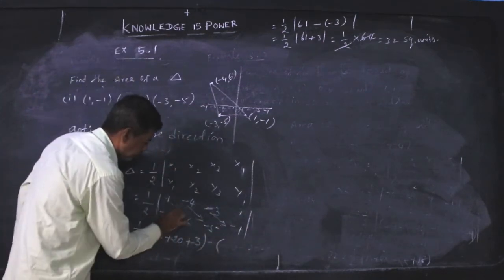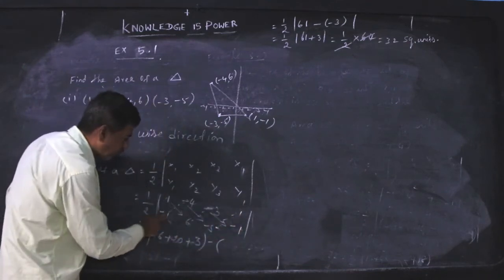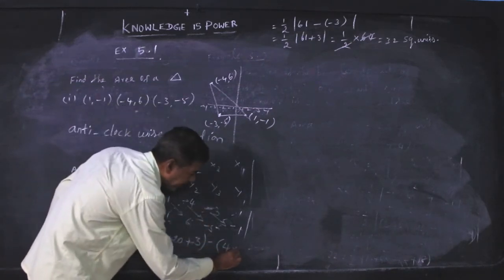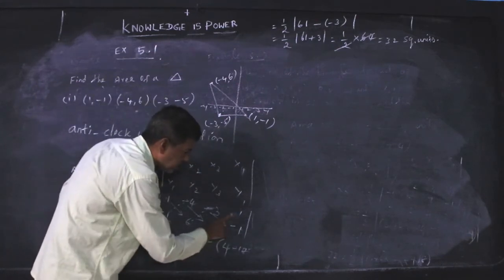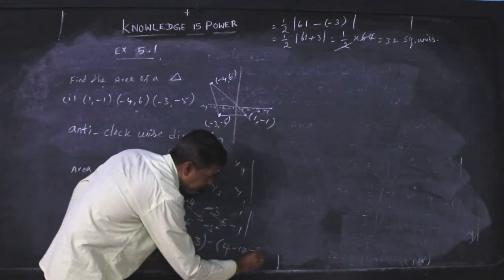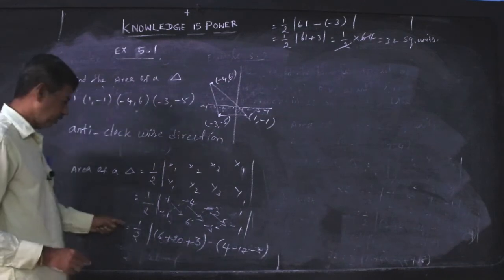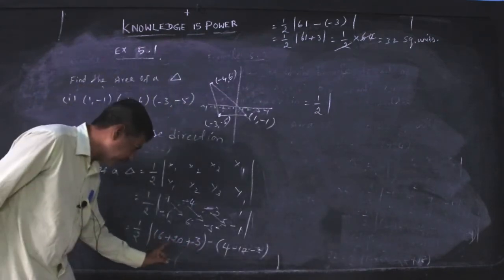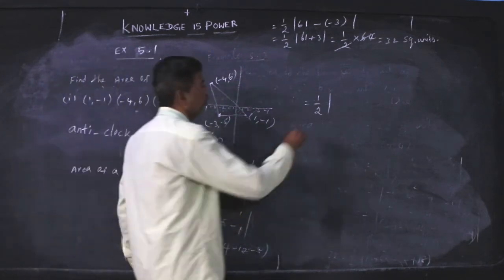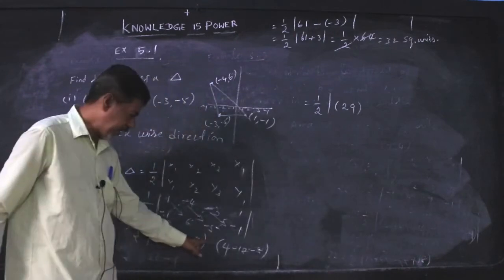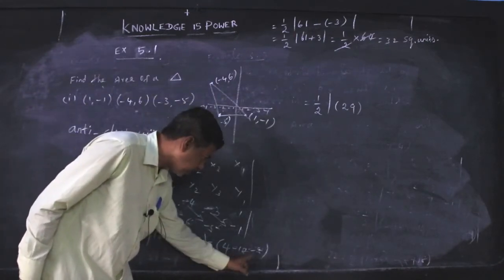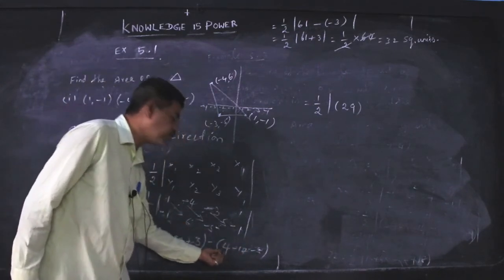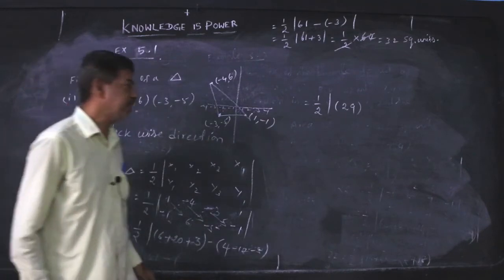Now in this order. 1, 4 is 4, minus into minus plus 4. 6, 3 is 18, since it is minus, minus 18. 5, 1 is 5, minus is there, therefore minus 5. It's clear? So equal to 1 by 2. Here all are plus: 6, 20, 26, 29. Here carefully listen, these both are minus, minus 18 minus 5 is minus 23. Minus 23 plus 4, what do we get? Minus 19.